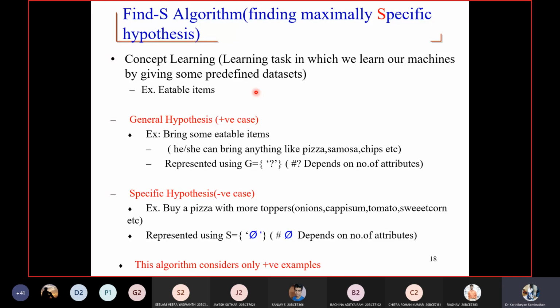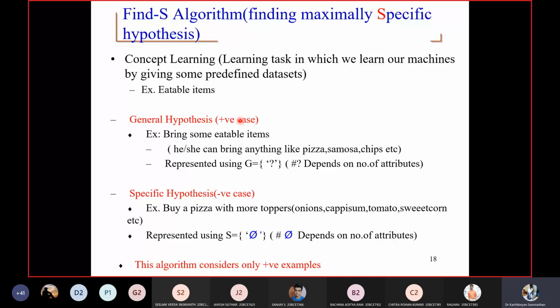The parameters, I think, are new to you, but the logic is the same. Assume I'm creating a concept learning. My concept is eatable. I want to eat some items. So now this is the concept learning. What I will do now: how can I segregate a general hypothesis and a specific hypothesis?